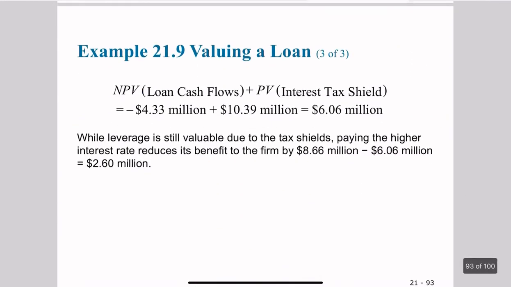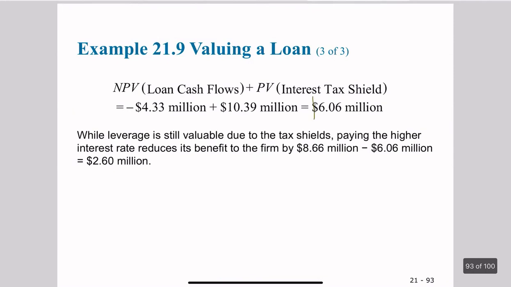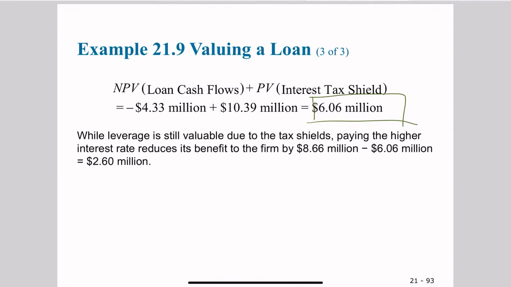Okay. Right, so this is the final answer, 6.06. And you can see that this is smaller than $8.66 million. And in the end, the firm suffers.